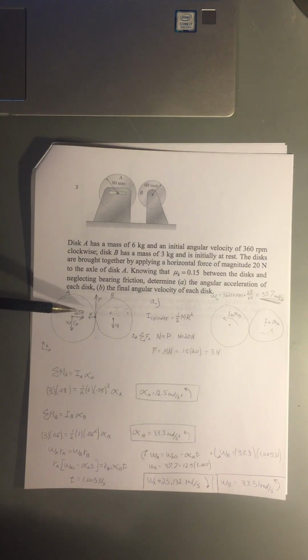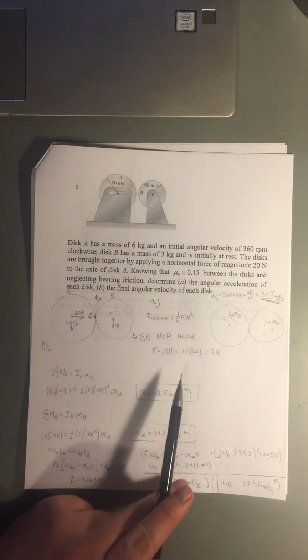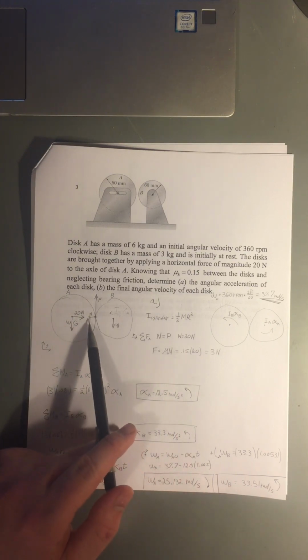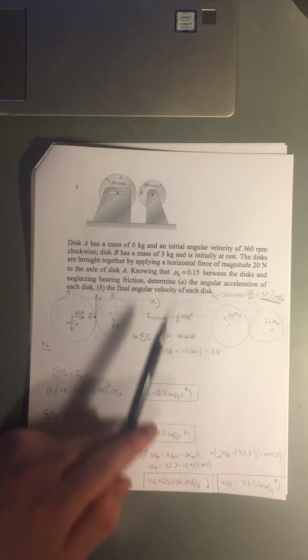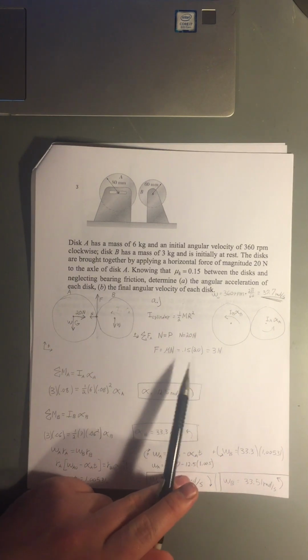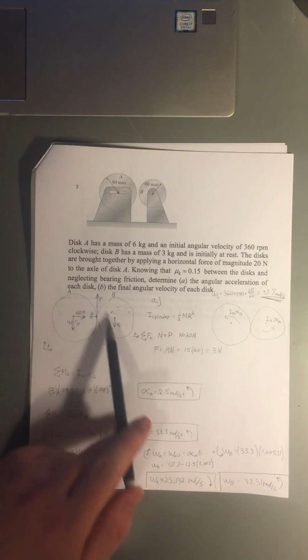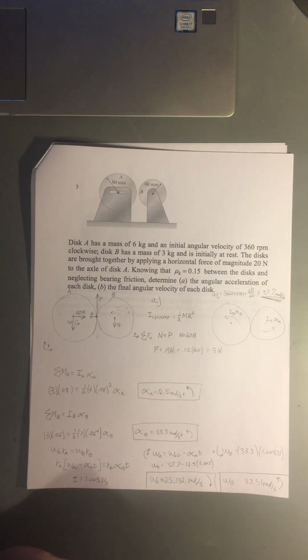And so what I did was use the sum of the forces in the x direction here on disk A. There's only two forces here, which tells us that this normal force N has to be equal to this force here, which is 20 newtons. And then if we do the sum of the forces in the y direction, we can find out what F is. We know that the force of friction is always mu times N. Since we just found N to be the same as this force, and mu was given in the problem, we find that the force of friction going upward is 3 newtons.